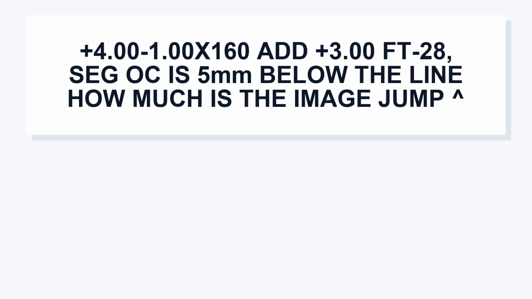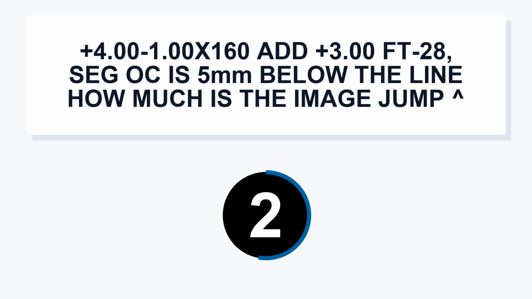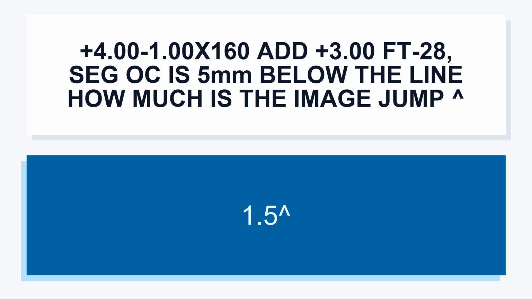Plus 4.00 -1.00 x 160, add plus 3.00, FT 28. Seg OC is 5 mm below the line. How much is the image jump in prism diopters? 1.5 prism diopters.